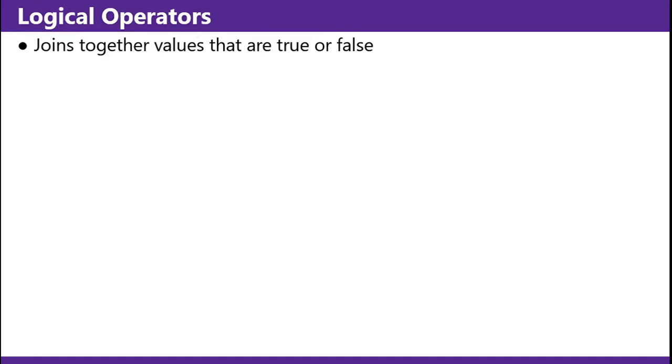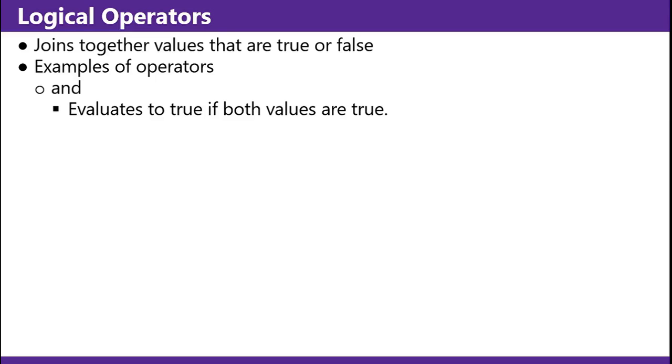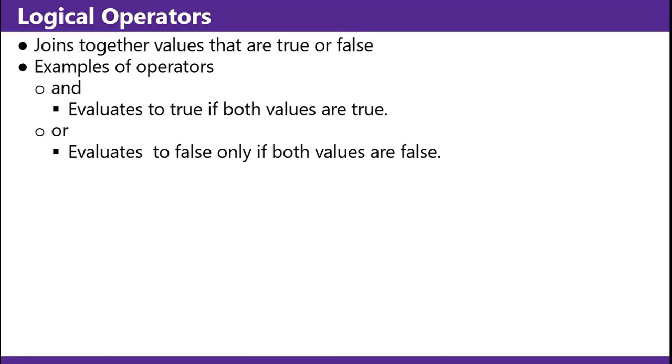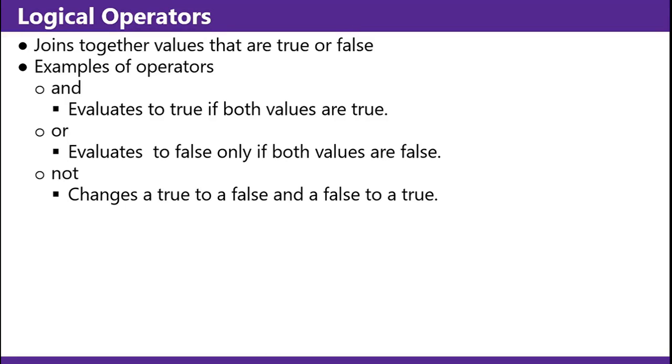Logical operators join together values that are true or false. Examples of operators: and, value is true if both values are true. Or, value is false only if both values are false. Not, changes a true to a false and a false to a true.